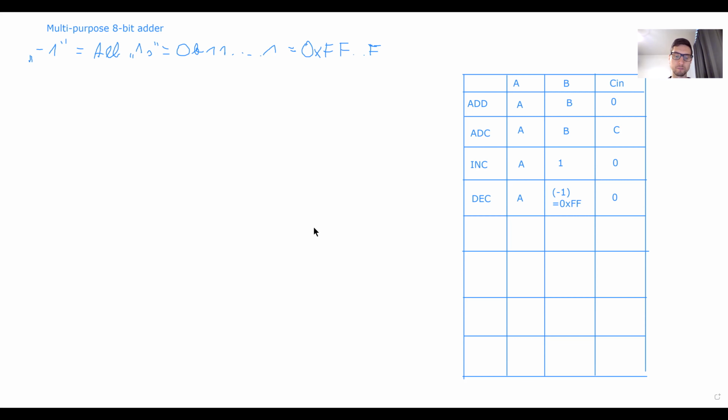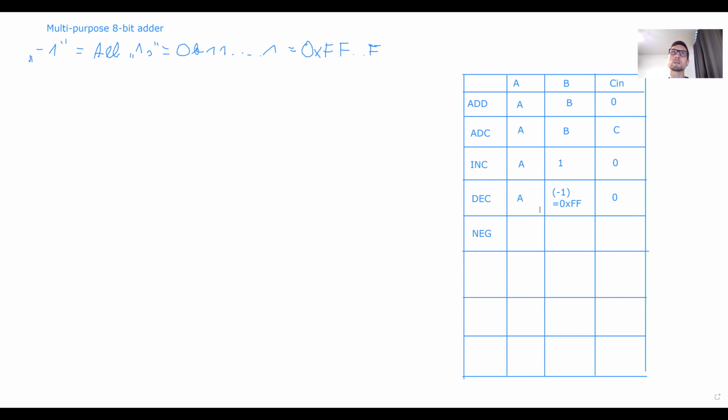Let's see. Instruction set manual. Yes, the name is neg. So the instruction name will be neg, and it is negative. Please return a negative number from the positive number. Again, this will only use one input, A. We give it A, and we want to receive -A as a result. So this neg calculates -A.